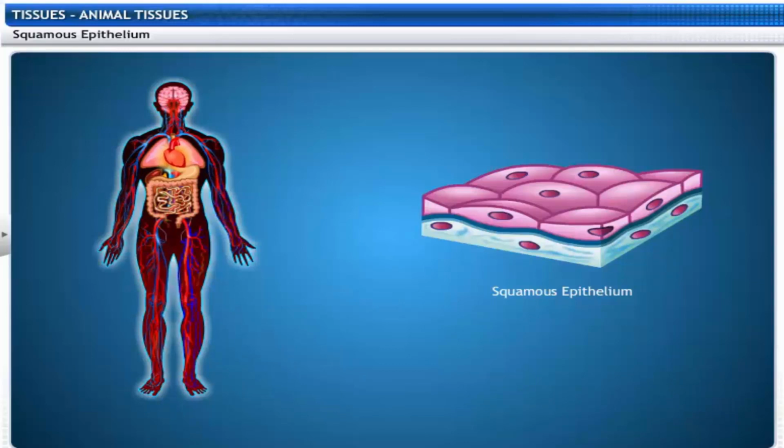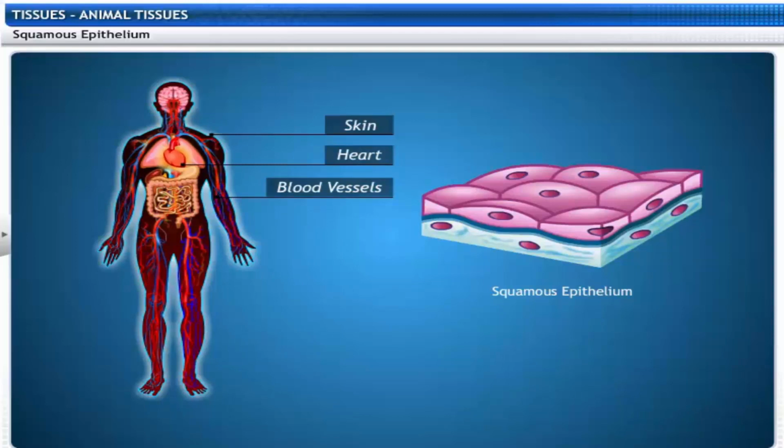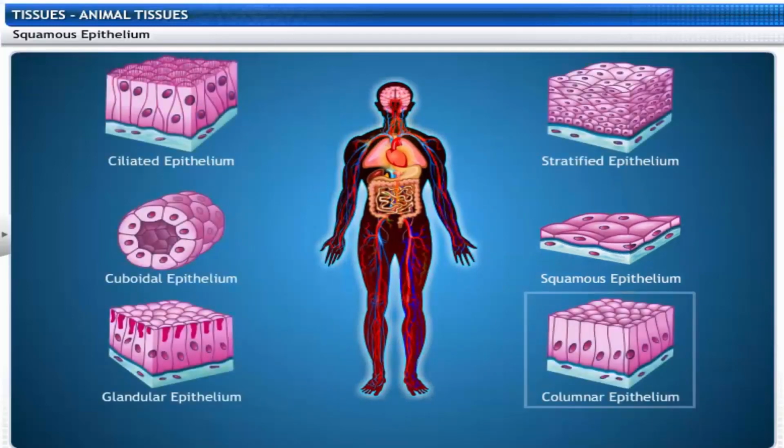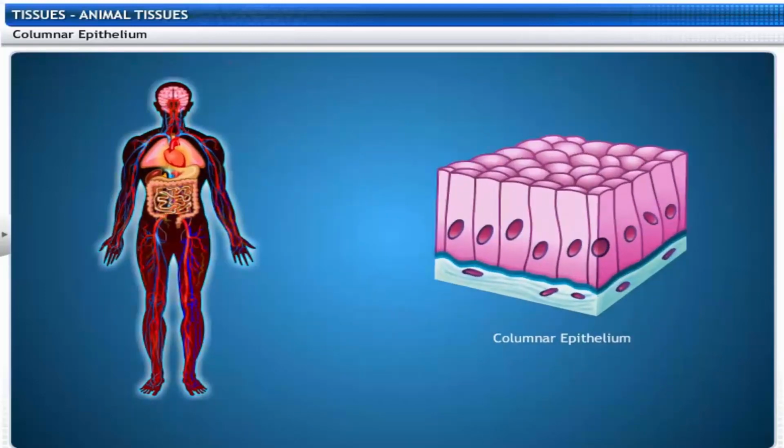They are found in the outer layer of the skin, lining the cavities of ducts, blood vessels, and the chambers of the heart, and provide mechanical support. These pillar-like cells are called columnar epithelium. Columnar epithelial cells are cylindrical. They are found in the lining of the stomach and intestines and facilitate the movement of nutrients across the epithelial barrier.